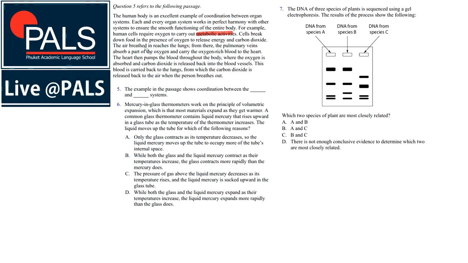The air breathed in reaches the lungs. From there, the pulmonary veins absorb a part of the oxygen and carry the oxygen-rich blood to the heart. The heart then pumps the blood through the body, where the oxygen is absorbed and carbon dioxide is released back into the blood vessels. This blood is carried back to the lungs, from which the carbon dioxide is released back to the air when the person breathes out. The example in this passage shows coordination between which two body systems?